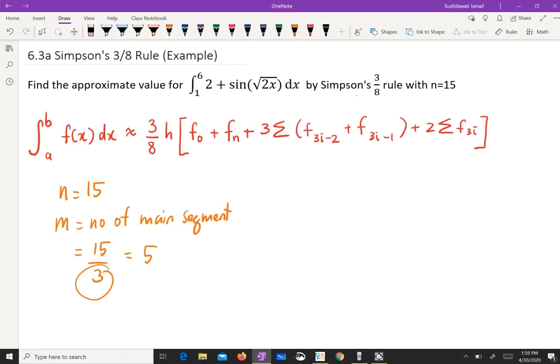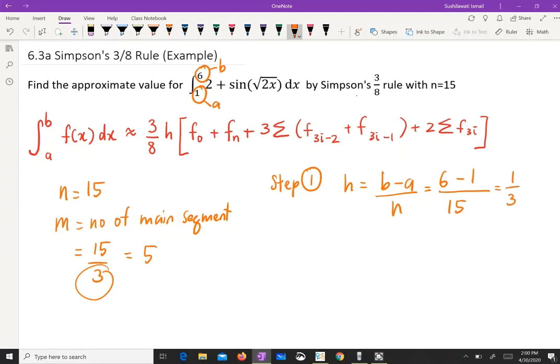Then we proceed to our first step, to calculate the value of h. The formula for h is b minus a over n. So we have b here, a here. So our h equals 6 minus 1 over 15, which is 1 over 3. In this case, avoid the decimal number for the h value because it is better to keep it in fraction form so we can reduce the error.